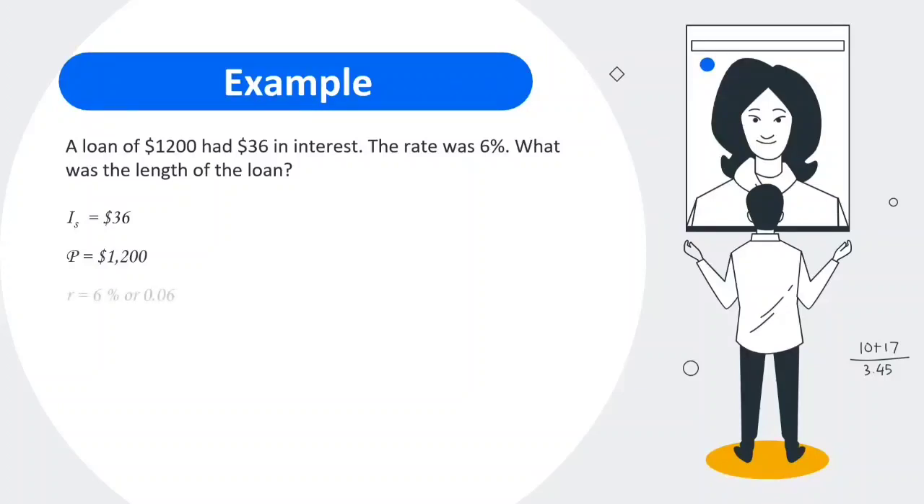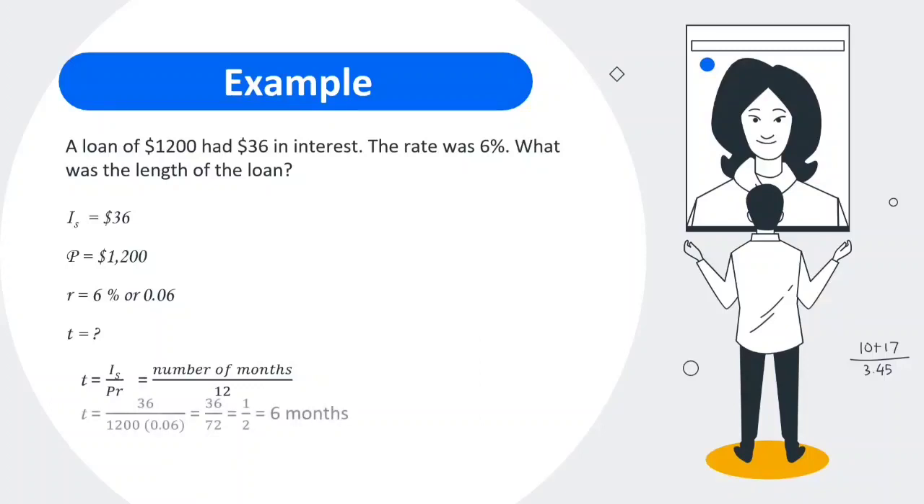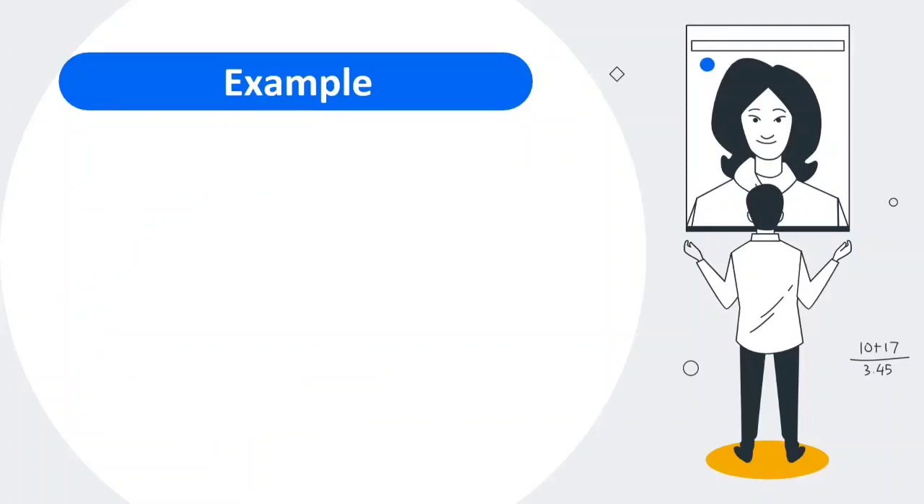Now, rate is 6% or 0.06. Now, T is what is asked, or the term is what is asked in this problem. Now, using the formula for T, that's IS divided by PR, which should be in the form of number of years. So that's 36 divided by 1,200 times 0.06, which is equal to 36 over 72, or 1/2, or simply put, 6 months, because 1/2 of a year is 6 months. Now let's move on to example number 2.